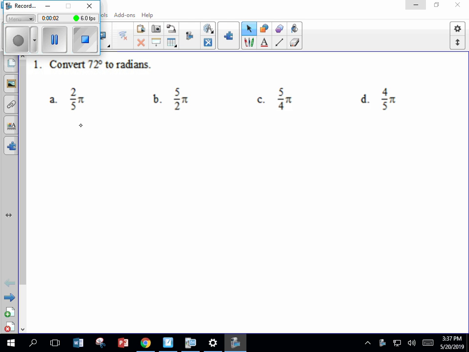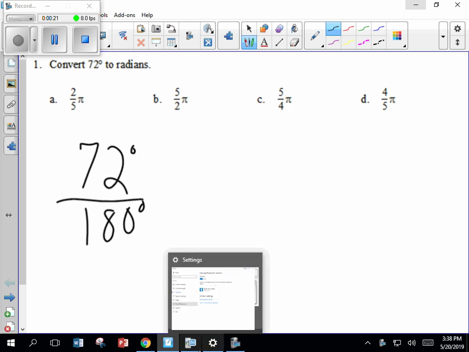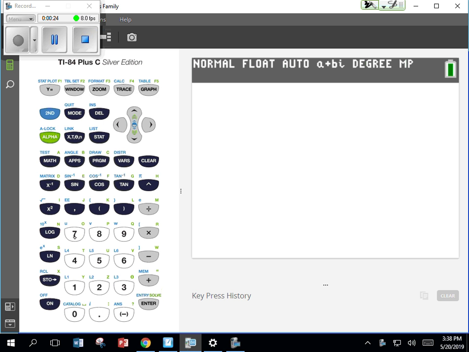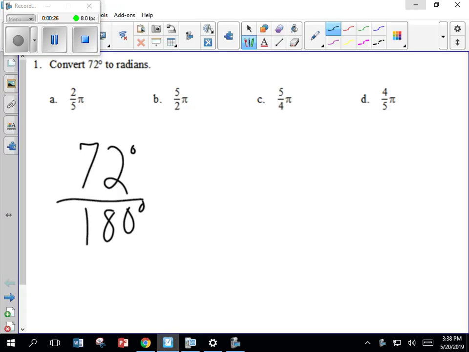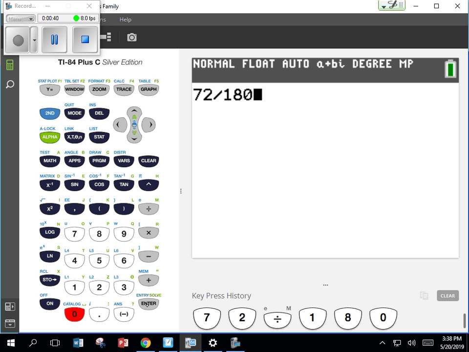All right, starting out, converting degrees to radians. When you're converting degrees to radians, you take the given angle, 72, and you divide it by 180. And you do that in your calculator. 72 divided by 180. Enter.